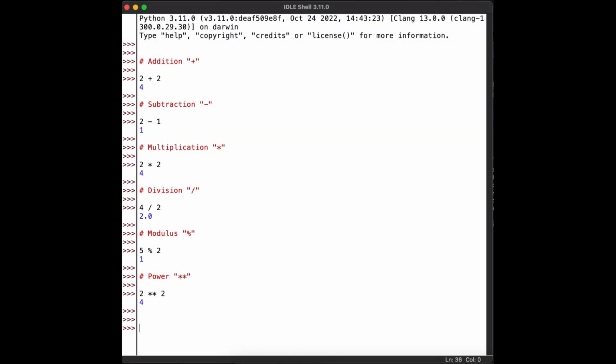Arithmetic operators. Addition adds 2 operands. Subtraction subtracts 2 operands. Multiplication multiplies 2 operands. Division divides the first operand by the second. Modulus returns the remainder when the first operand is divided by the second. Power returns first raised to power second.